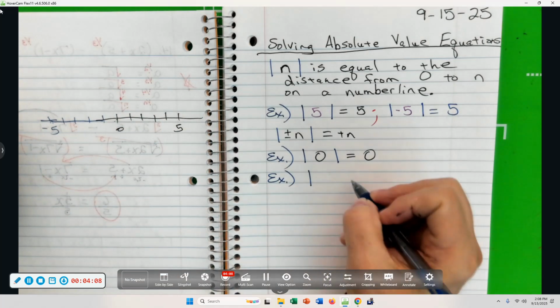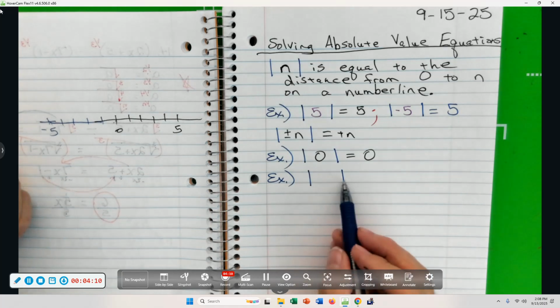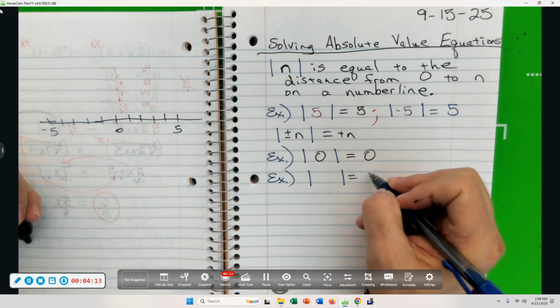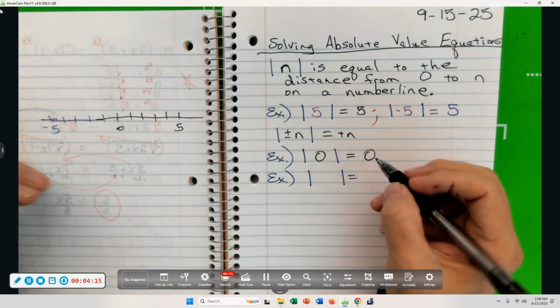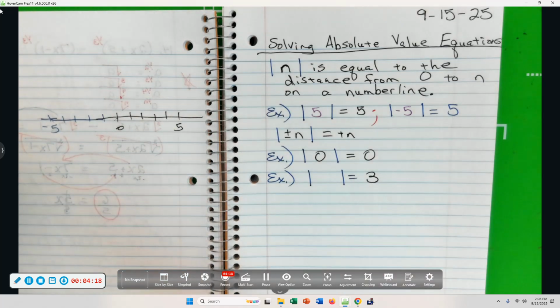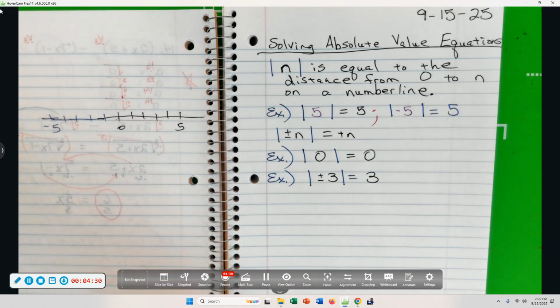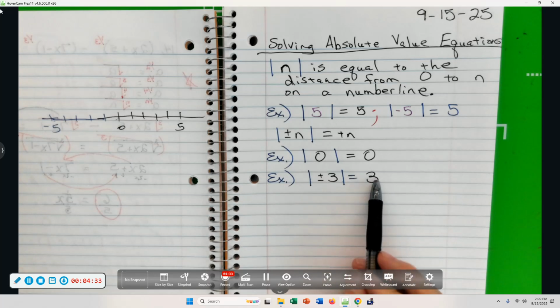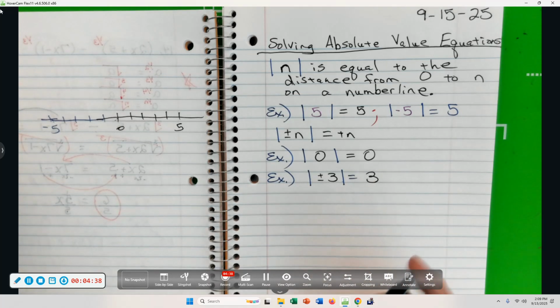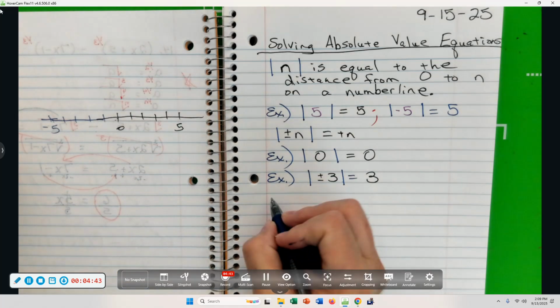Oh, I think I'll change it up a little bit. I want to know what numbers can I put inside that absolute value to get, let's say, a +3. What numbers can you take the absolute value of to give you a +3? 3 and -3. I'll write it as positive or -3. The absolute value of 3 is 3. The absolute value of -3 is still +3.